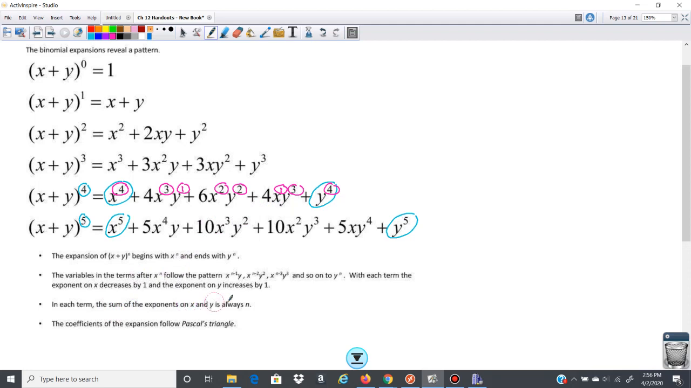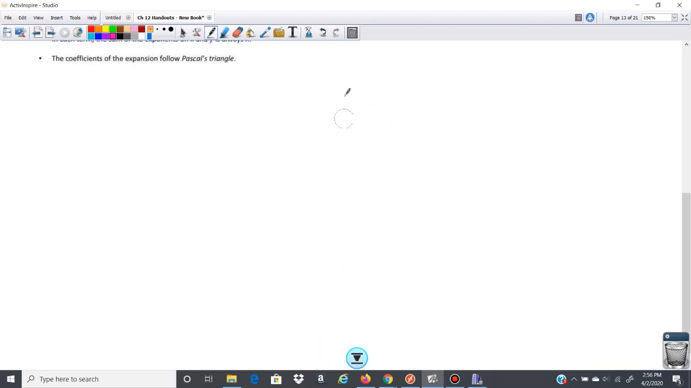If I add my exponents, they're always going to equal my expansion number. So 4 plus 1 is 5, 3 plus 2 is 5, 2 plus 3 is 5, this is a 4 plus 1, 5, and then 5. So all of the exponents add to 5 on each term of this expansion. And then the coefficients are going to follow something called Pascal's triangle. So this is what Pascal's triangle is.